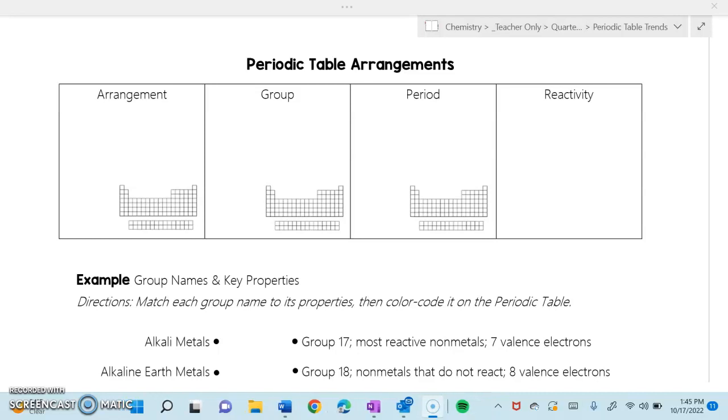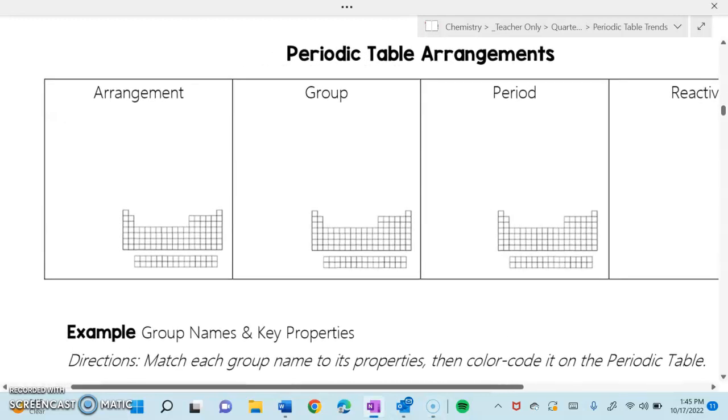Today we are going to be looking at the periodic table and the different patterns that can be observed across the rows and the columns of the elements. We've looked at some of these different patterns already, looking at the atomic number and at electron configurations. So we're going to continue this discussion and get a little bit more specific, looking at the arrangement, groups, periods, and reactivity. So let's start with arrangement.